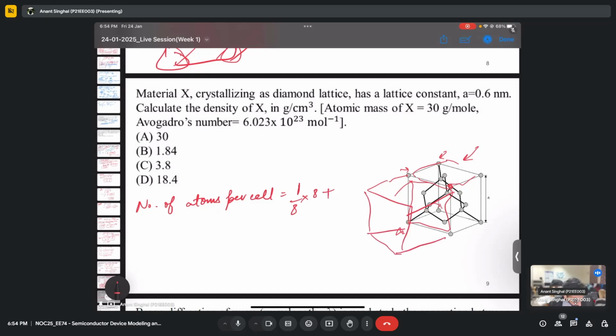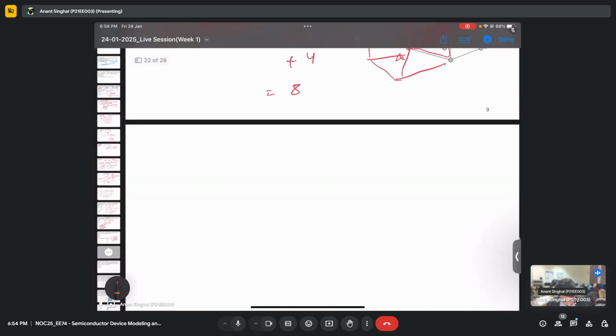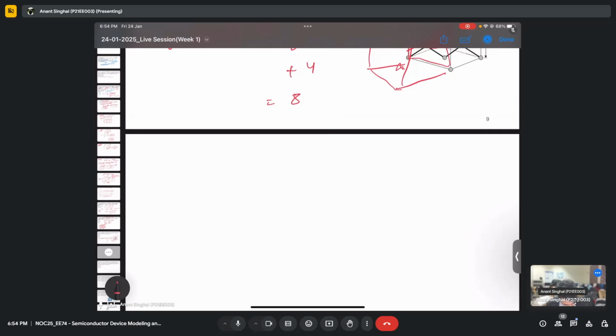So this face will be shared by how many cubes? One more cube. Yeah, one more cube. So there are total 2 cubes, so the contribution of each cube will be half. So all the faces are 6. Then there are 4 atoms present inside for the diamond lattice. So it will be 1 plus 3 plus 4, that is 8. So the number of atoms per cell for a diamond lattice is 8. I mean this is already good, but I'm just giving you a very basic gist. Then what was the question?